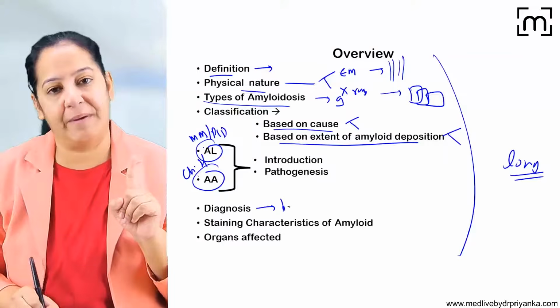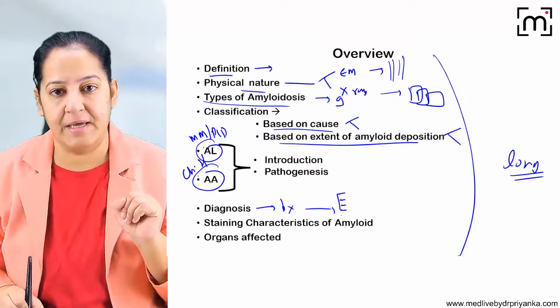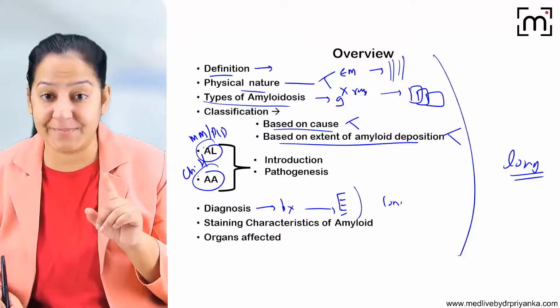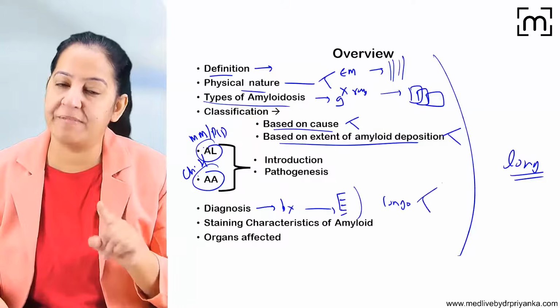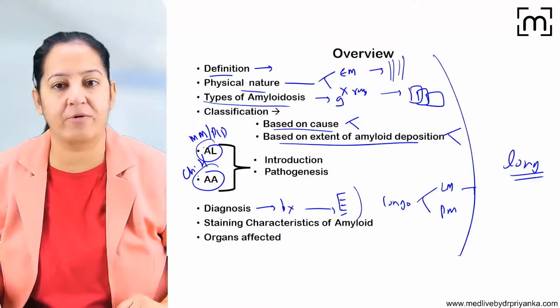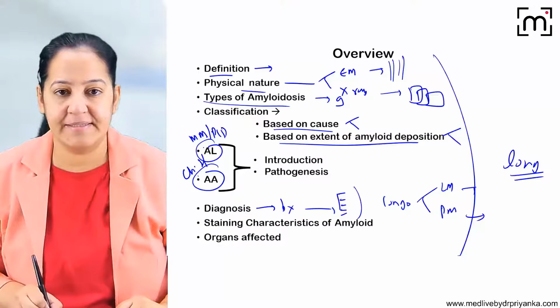Diagnosis, only one diagnosis: biopsy. On biopsy, do 5 stains, out of which the most important is Congo red. Explain Congo red in detail. Congo red: what happens on light microscope, what happens on polarized microscope, draw the diagrams and explain it. That is the staining characteristics.